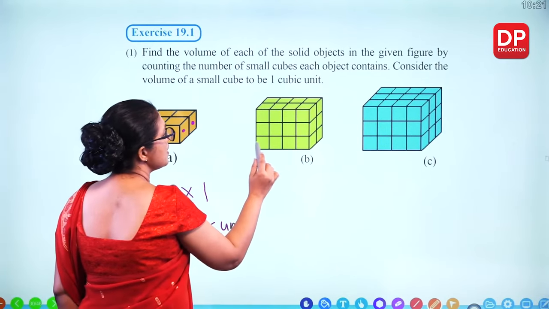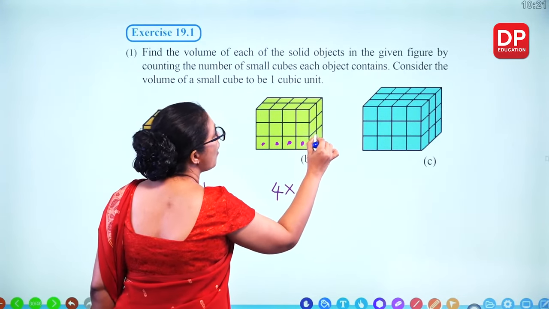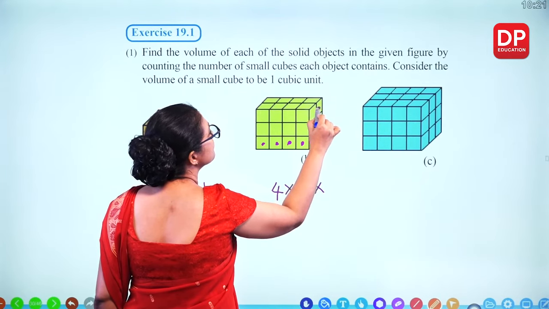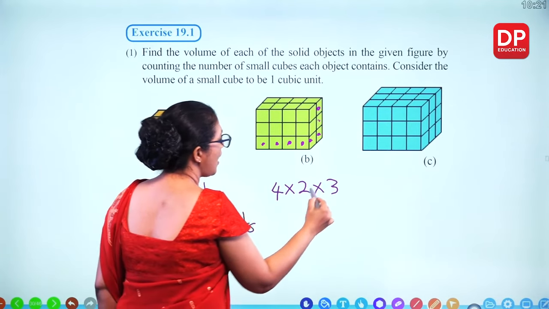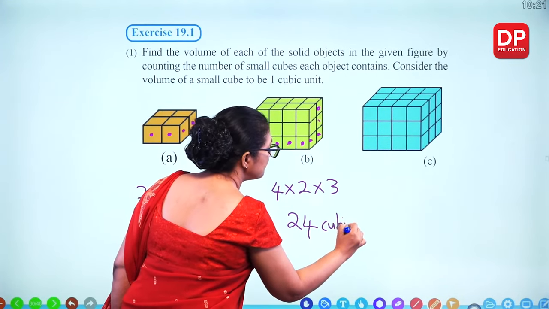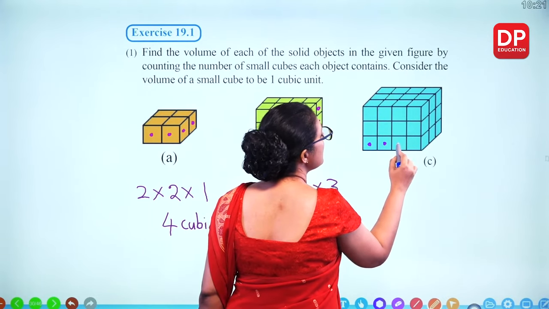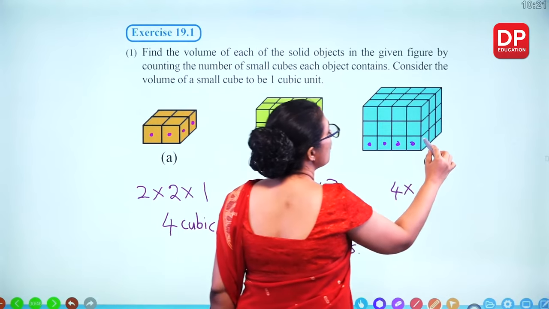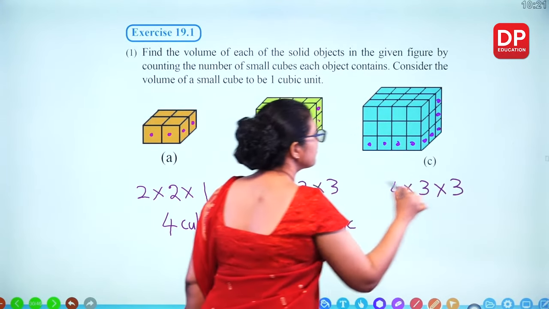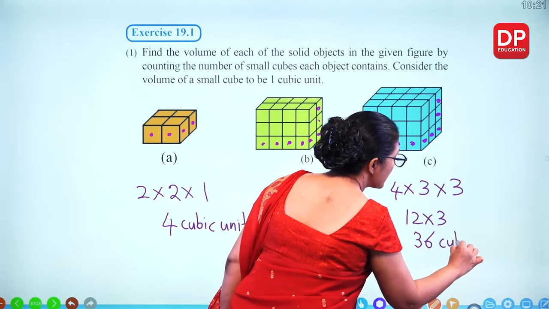This one, 1 is 1 centimeter. 1, 2, 3, 4. 4 along length. 1, 2 along breadth. And 1, 2, 3 along height. 4 times 2, 8. 8 times 3, 24 cubic units. This one, 1, 2, 3, 4. Breadth, 1, 2, 3. And height, 1, 2, 3. 4 times 3, 12. 12 times 3, 36 cubic units.